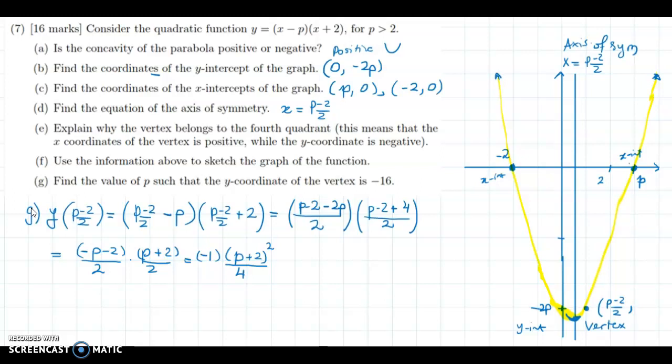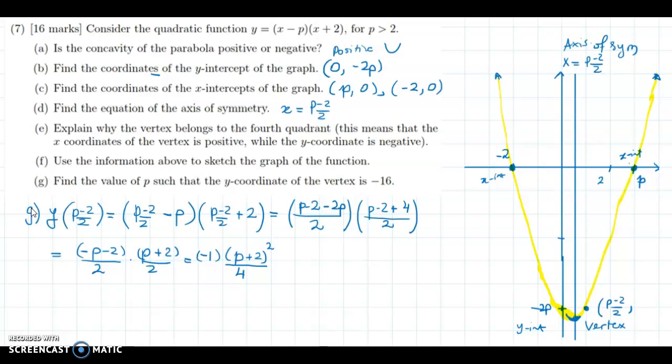And here we can see that this is a negative number because we have something positive, (p plus 2) squared over 4, multiplied by negative 1. So this was another way of checking that the vertex is on the negative side, in the fourth quadrant. But that's not what I want to do right now.